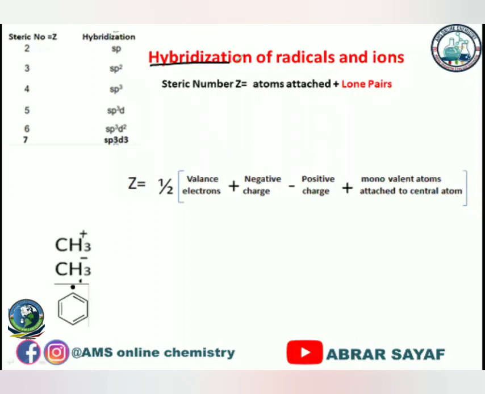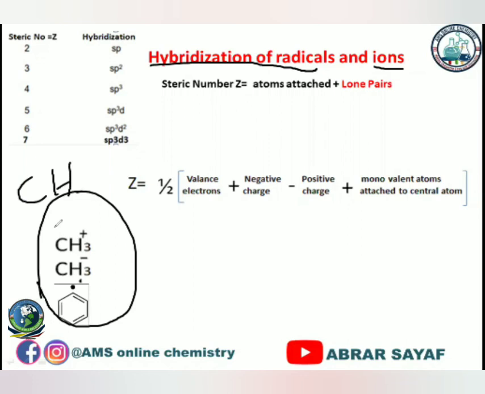Let us discuss the hybridization of radicals or positive and negative ions. We will discuss three examples to understand the hybridization of radicals. First, we will discuss the CH3 positive ion. How many atoms are attached to the carbon? 3. Is there any lone pair? No.